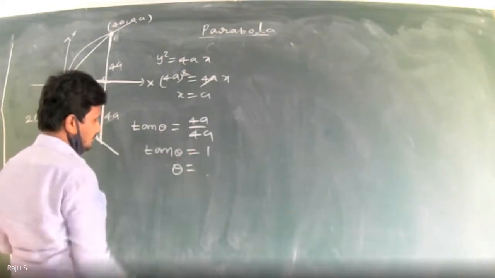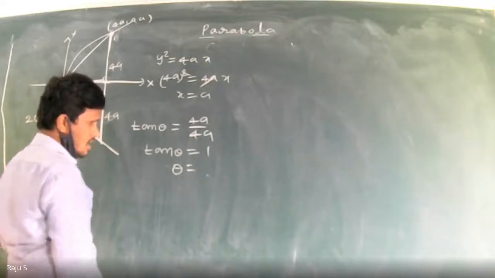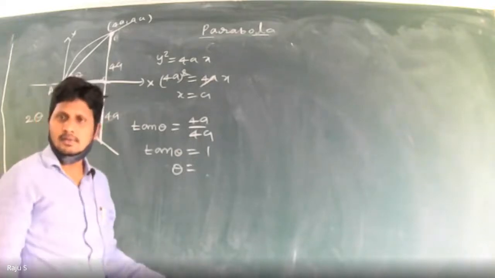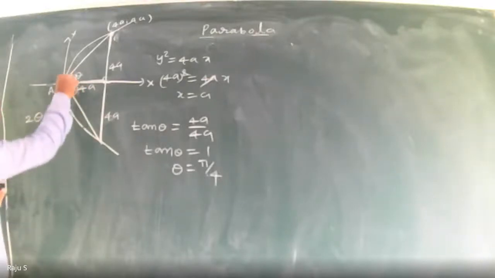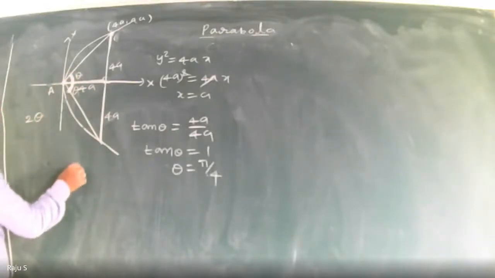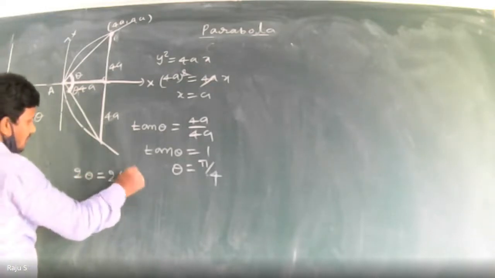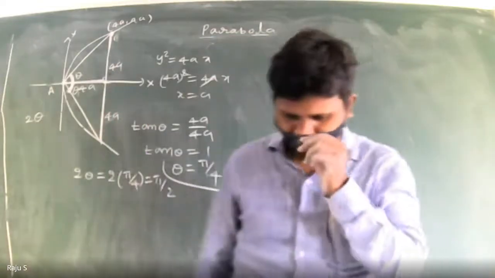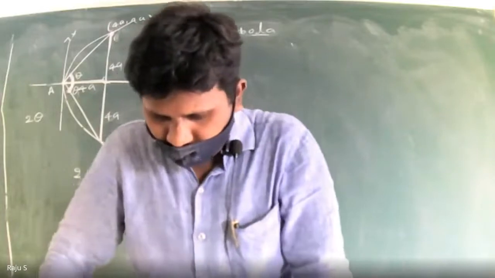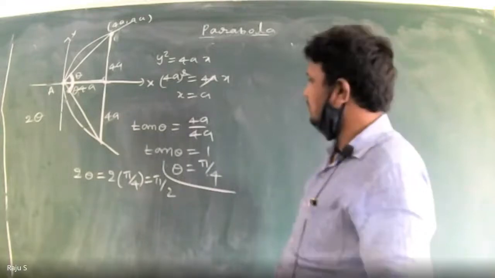Theta is equal to pi by 4. When the theta value is pi by 4, the angle between these is 2 theta. Total angle is 2 theta. 2 into pi by 4, nothing but pi by 2. Pi by 2. So the third option is correct. Third option is correct.